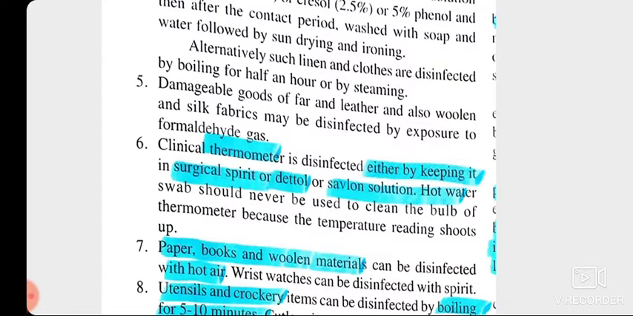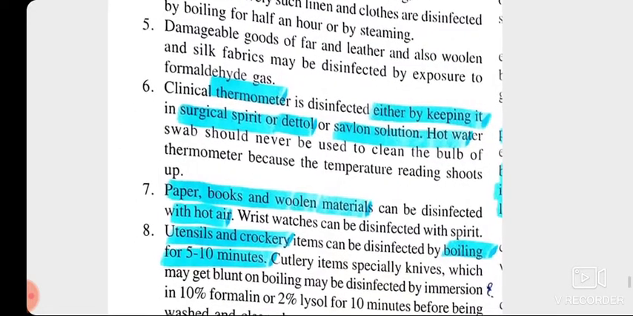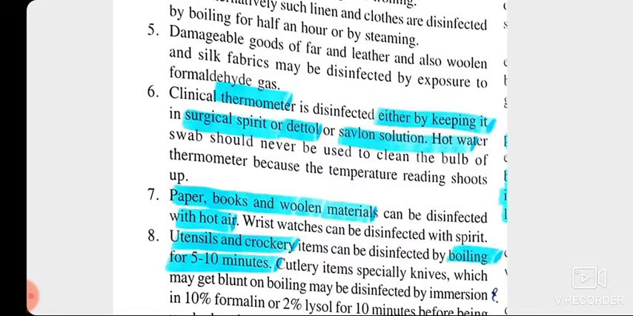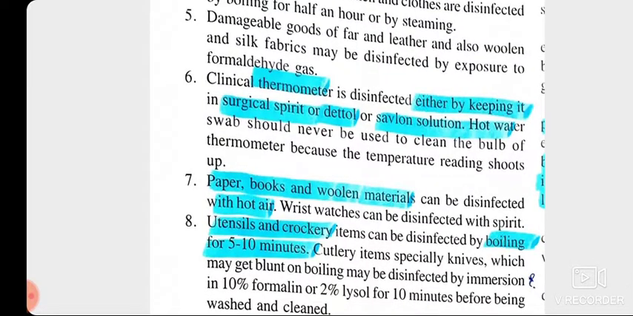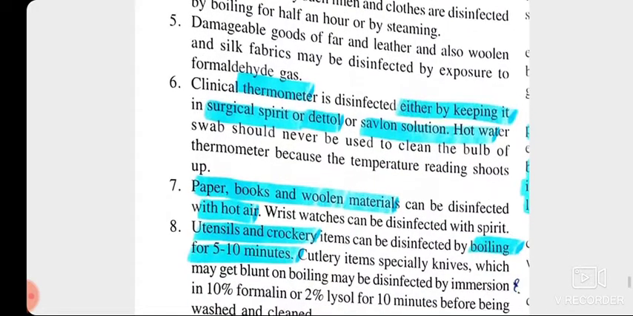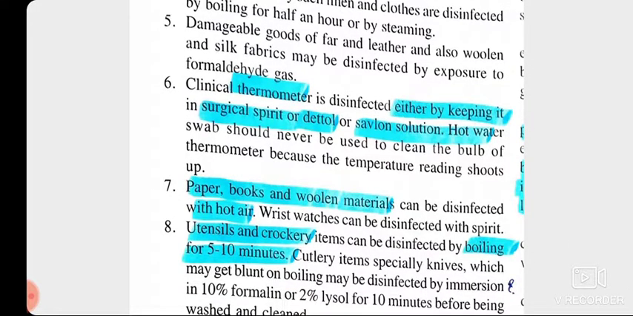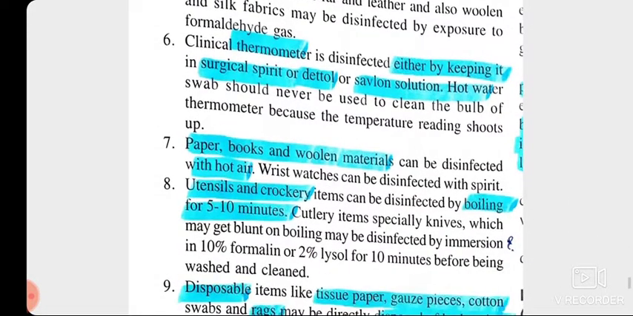Alternatively, these items can also be disinfected by boiling for half an hour or by steaming, that is, autoclaving. Damageable goods or fur or leather and also woolen and silk fabrics may be disinfected by exposure to formaldehyde gas. So, in the section on formaldehyde gas, we have seen that delicate materials which cannot be exposed to steam or hot water can be disinfected with formaldehyde gas.